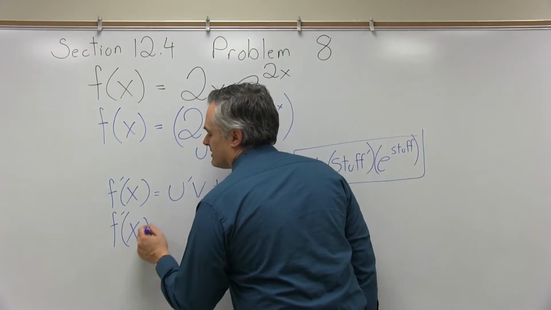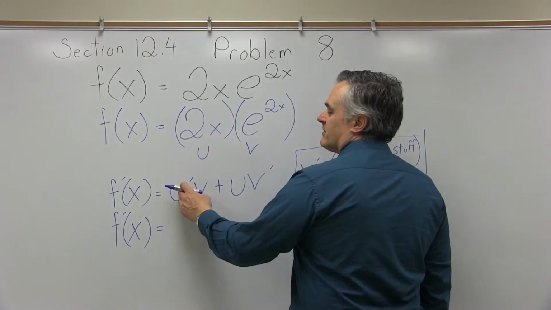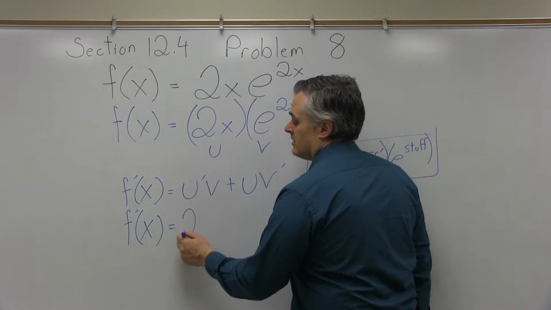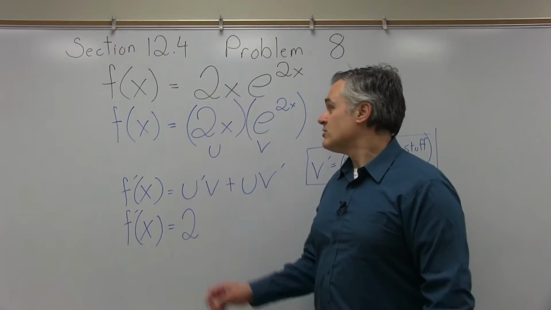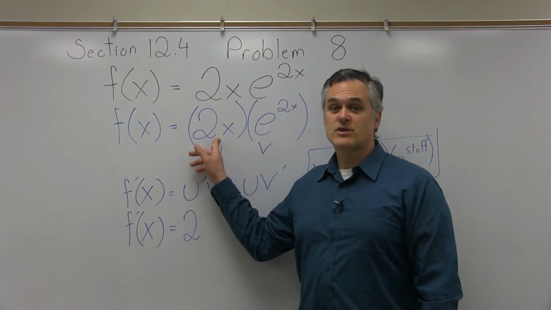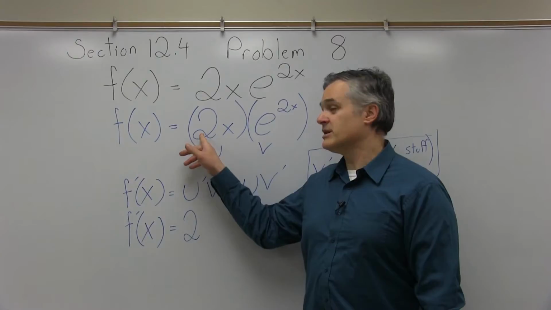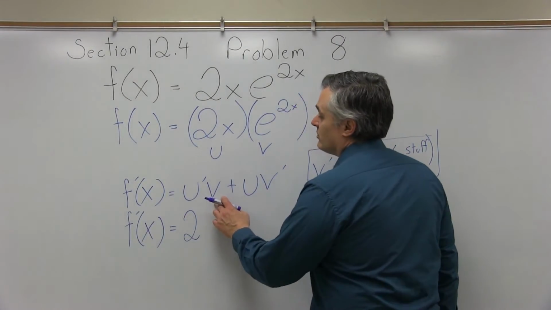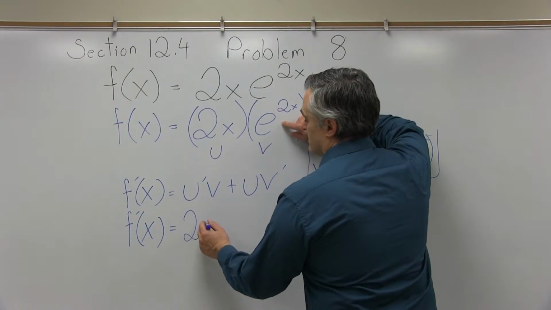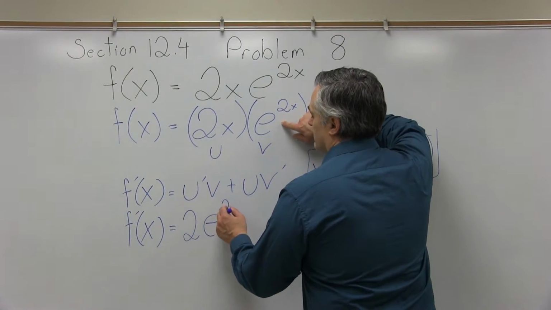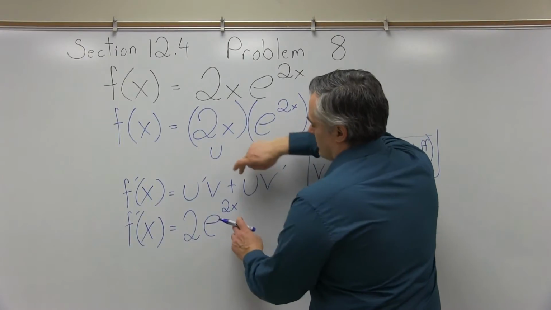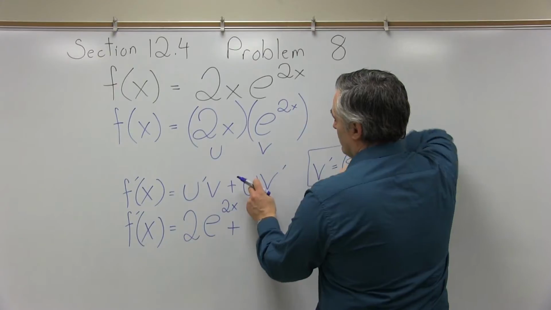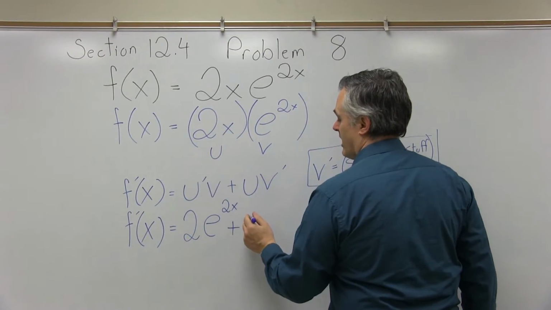So f prime of x equals, the first piece I have to figure out is u prime. So u is 2x, u prime is just 2, because when you take the derivative of something with an x to the first power, the derivative is whatever the number in front is. In this case, just 2, positive 2. Then I have v, no prime, just v, so v is e to the 2x. So then, where I have the plus sign, plus u with no prime, so that's 2x.